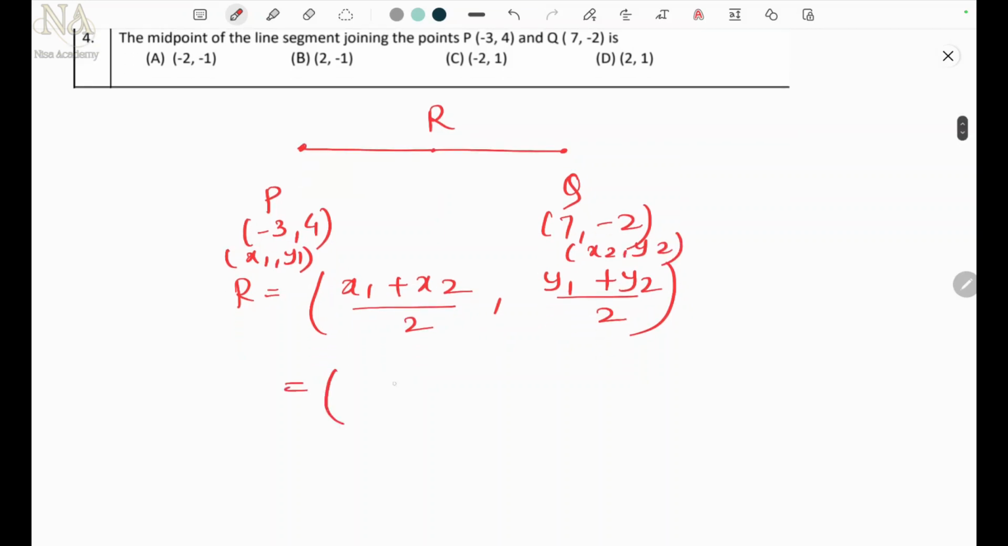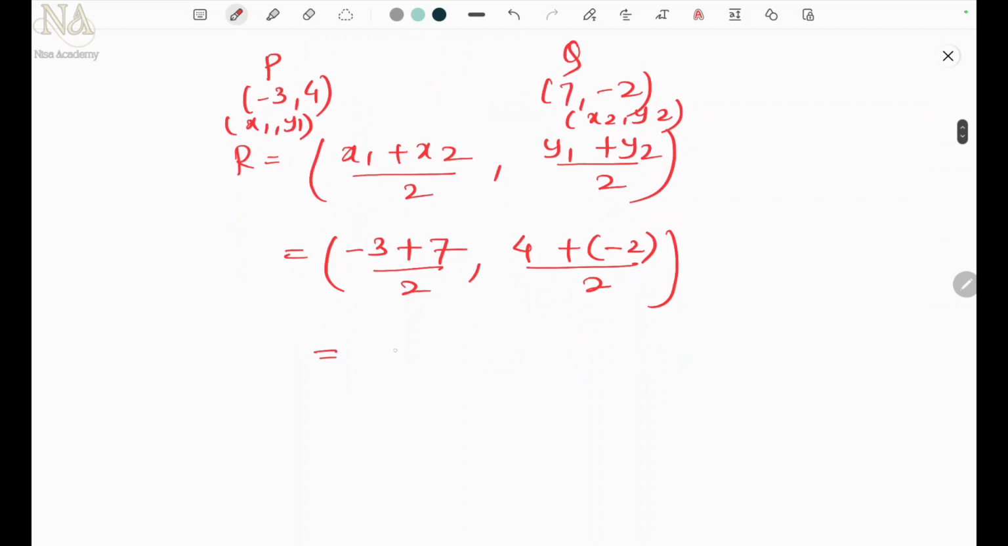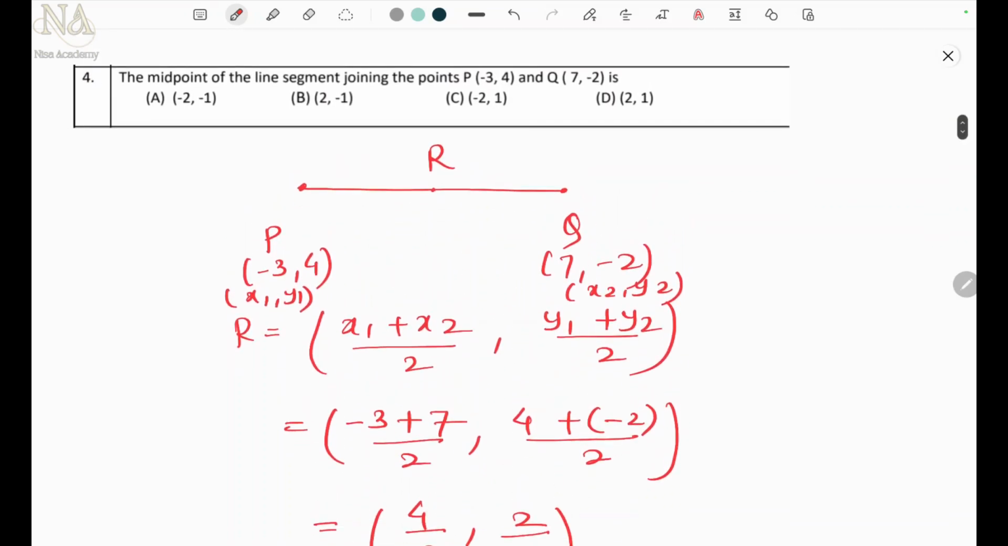So x is (-3 plus 7) by 2, and y is (4 plus -2) by 2. So -3 plus 7 is 4 by 2, and 4 minus 2 is 2 by 2, which is 2 and 1. So the correct option is (2, 1), option number D. Hope you understood.